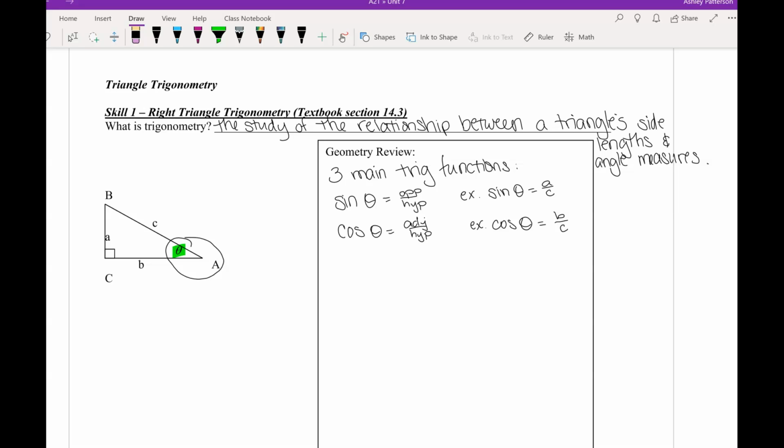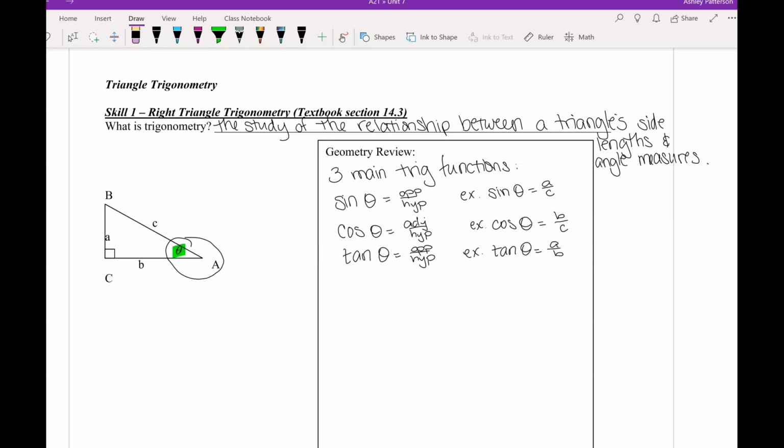The last one out of these three main is tangent. So the tangent of theta is the opposite over the adjacent. I feel like my writing is terrible. I'm so sorry. So if we look at our example for the tangent of theta, the opposite is the side that is across from the reference angle. The adjacent is the side that is right next to the reference angle. So we would say this is A over B.